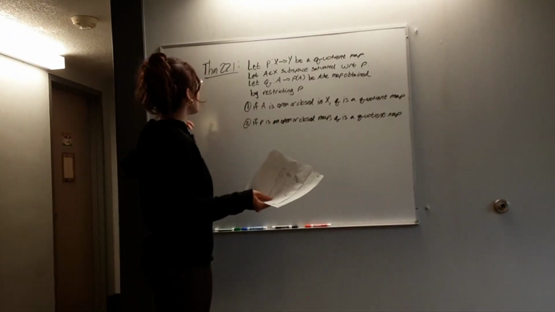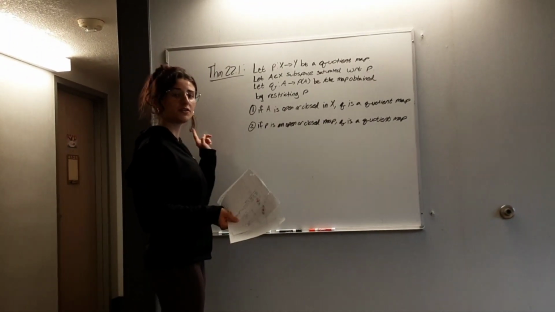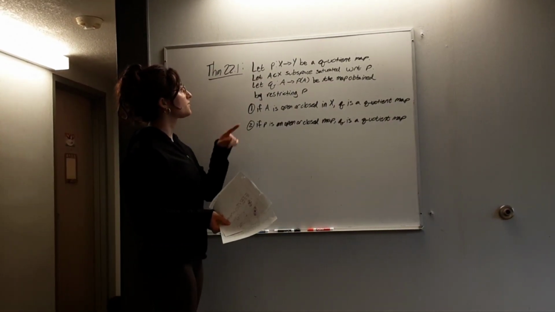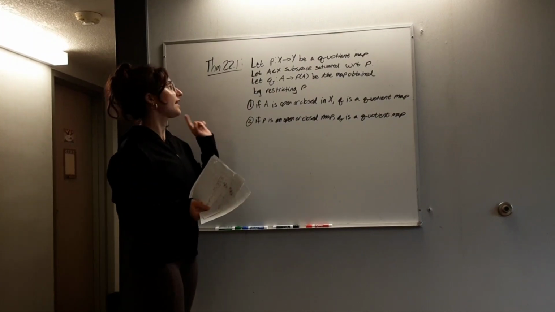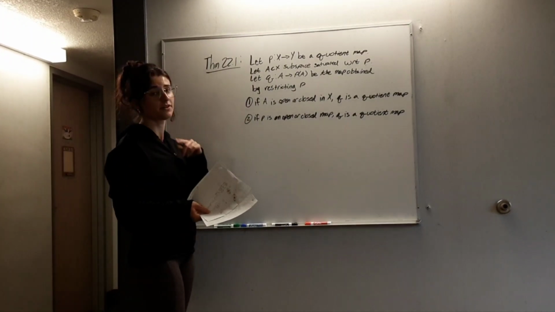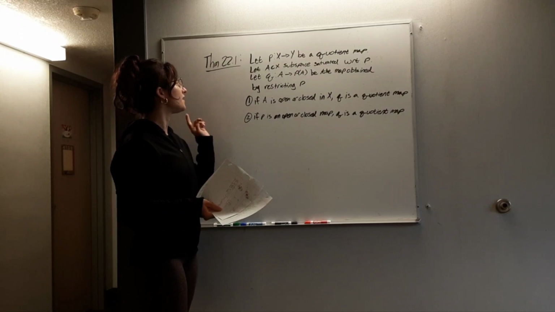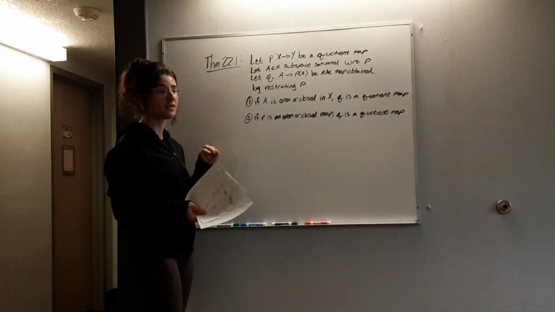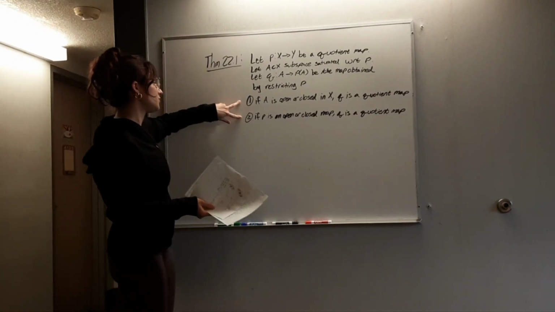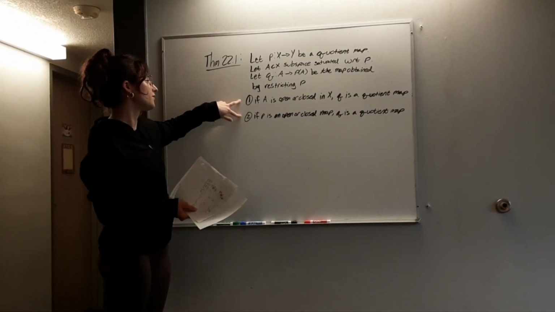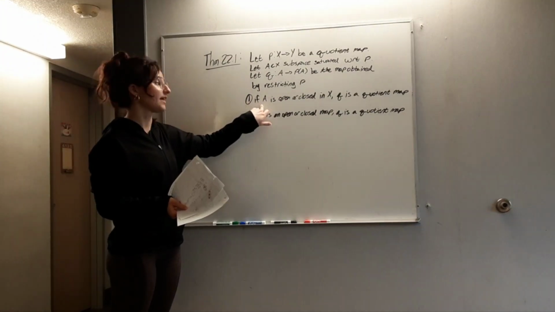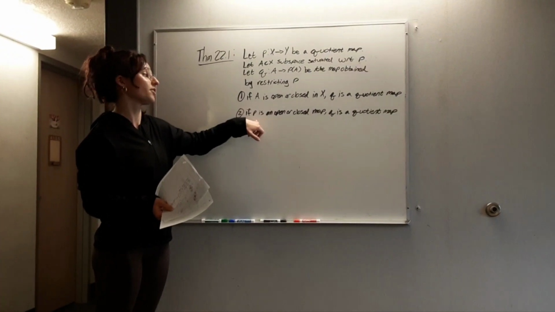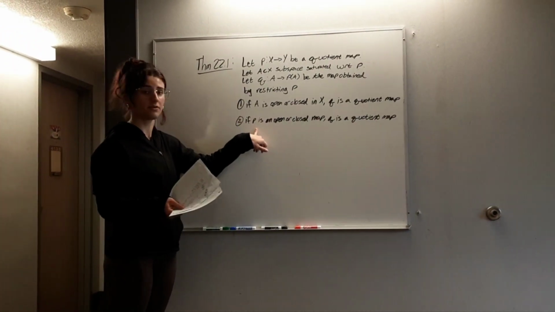Okay. So now we're going to look at theorem 22.1, which states that if we let p from X to Y be a quotient map, let A be the subspace of X that's saturated with respect to p, and if q from A to p of A is the map obtained by restricting p, then we get these two properties that follow. So if A is open or closed in X, then q is going to be a quotient map. And then if p is an open or closed map, then q is also going to be a quotient map.